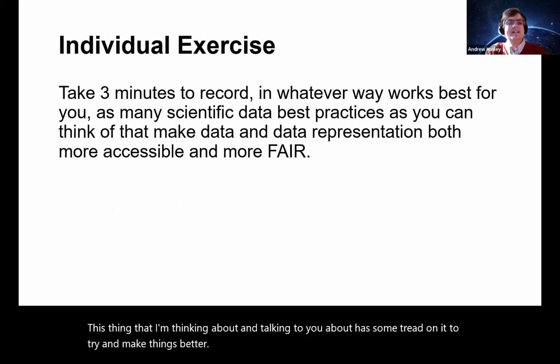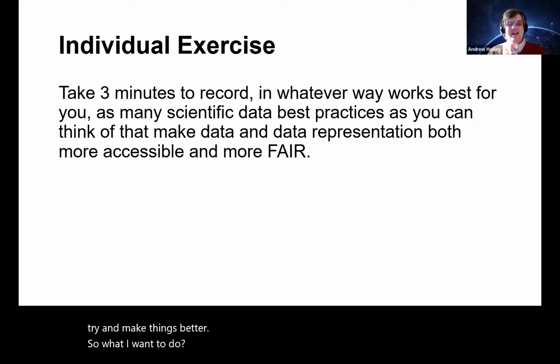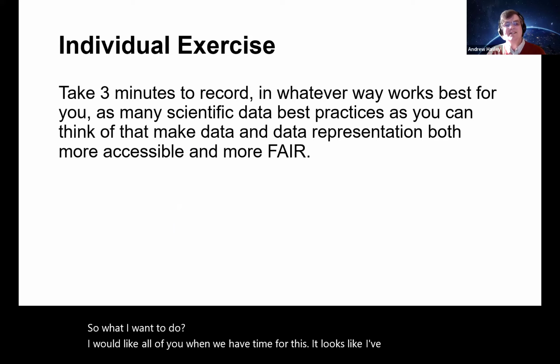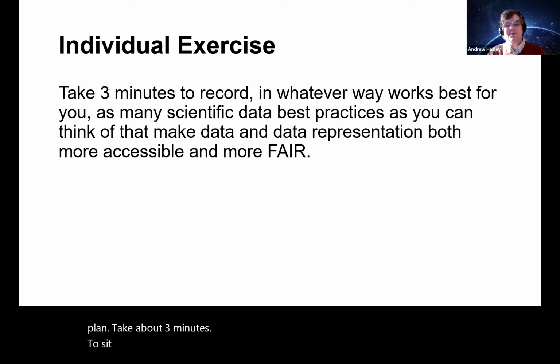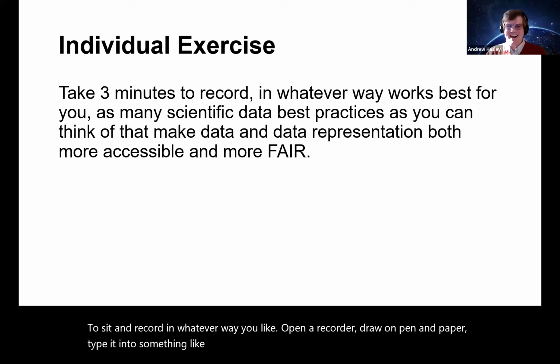So what I want to do, I would like all of you, and we have time for this, it looks like I've done okay with my plan, to take about 3 minutes to sit and record in whatever way you like. Open a recorder, draw on pen and paper, type it into something. Like I said, universal design.